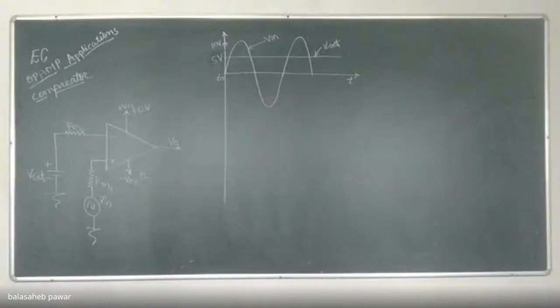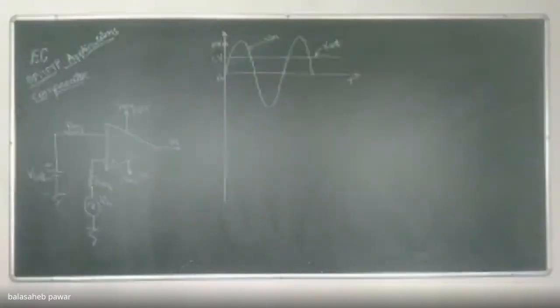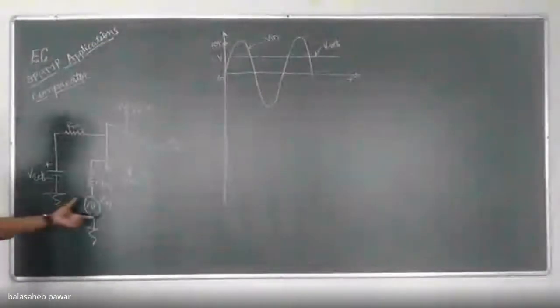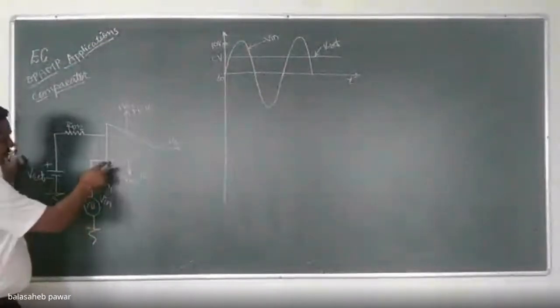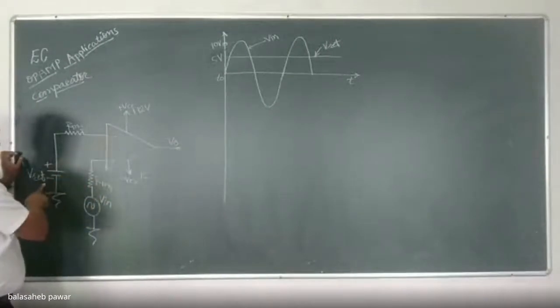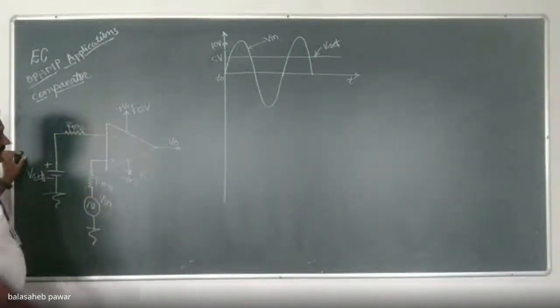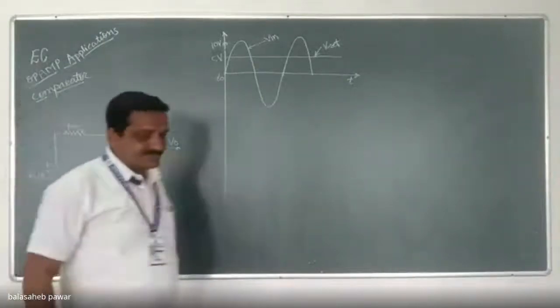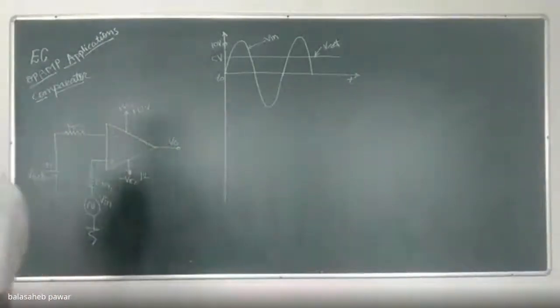Just try it. At t equals T0, what will be the output? At t equals T0, V in is at 0 potential. That means the non-inverting terminal is at 0 volts, while the inverting terminal is at plus 5 as shown over there, and therefore the output will be minus Vsat. Do you agree with this?